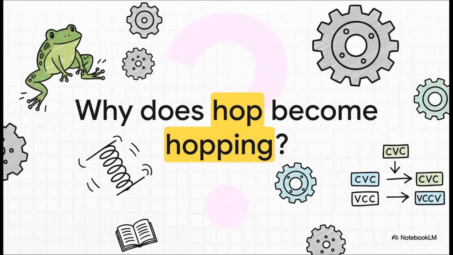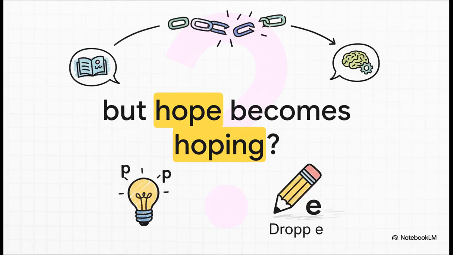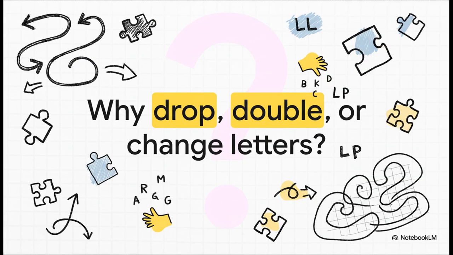We've all been there. You take a simple little word like hop. You know exactly what to do with it. But then you see a word like hope, which looks so similar, and suddenly the rules feel like they've just vanished. One word doubles a letter, the other one drops a letter. What is going on? It feels totally random, doesn't it? Like you have to memorize every single word. It's this frustrating guessing game that every single one of us has played.